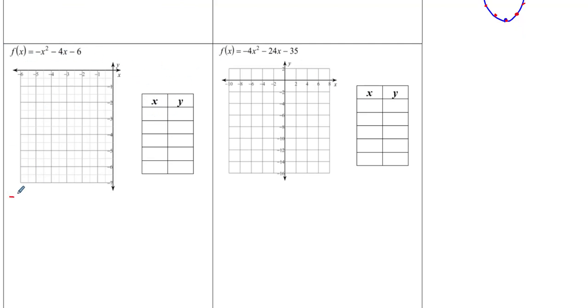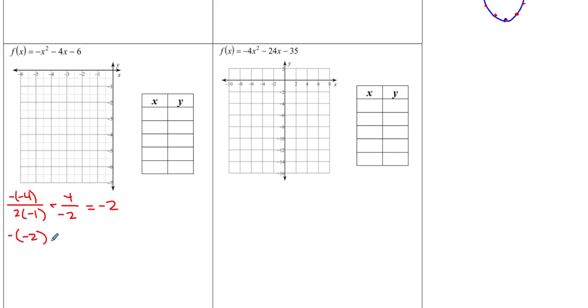So we got -b, right? So -4 all over 2 times my a. -4 is +4. 2 times -1, -2. 4 divided by -2 is -2. Let's go ahead and plug this in.